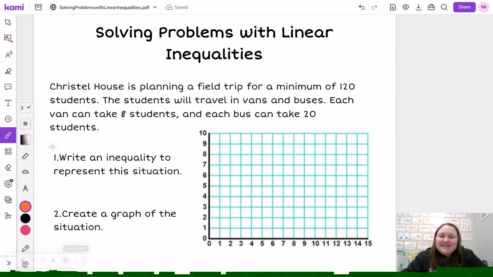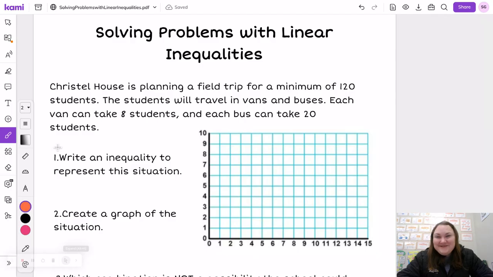Hi algebra students, this is our introduction video for our lesson and our last lesson of this unit on solving problems with linear inequalities. This lesson is going to be all about combining everything we've learned in this unit. So mainly, if I give you a story, can you represent it with an inequality? Can you create a graph of that inequality? And can you use that graph to help you understand the situation?